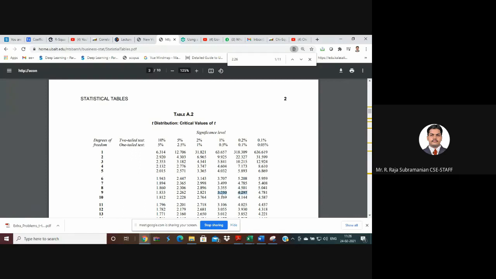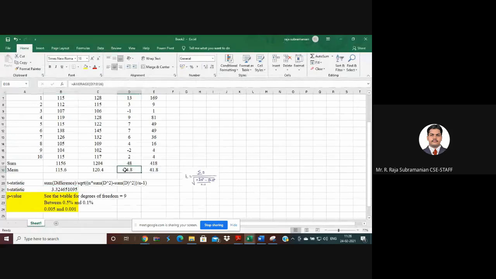3.324 lies between 3.250 and 4.2. It is actually lying between these. So I can say that my t statistic is going to be in this particular range, and I place my p value over there. So this is what the t statistic says: the probability for this mean difference of 4.8 to exist is between 0.005 and 0.009.